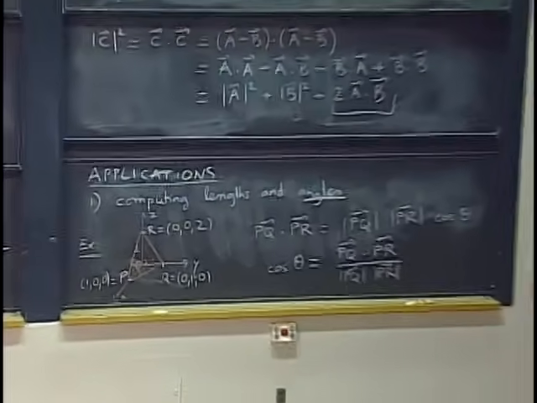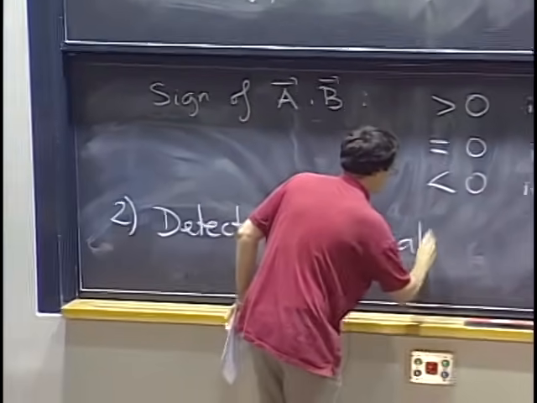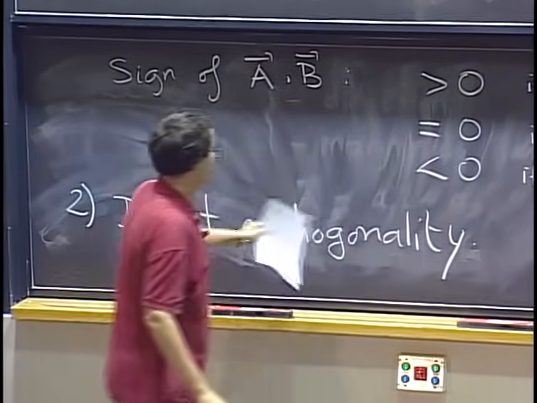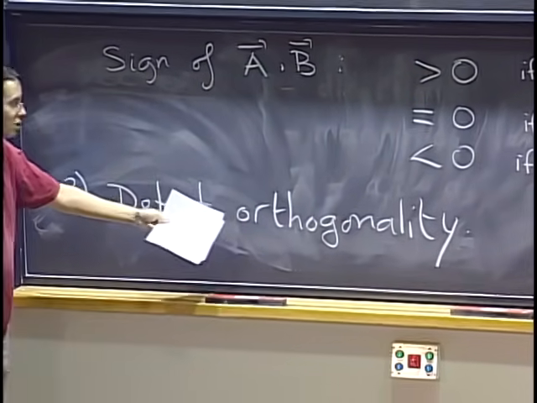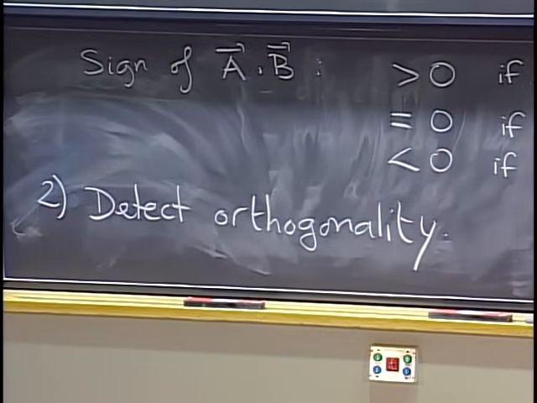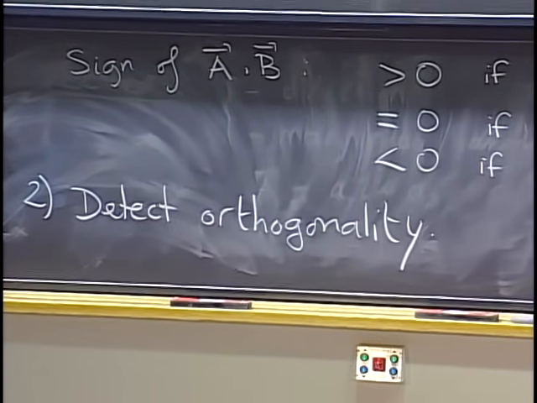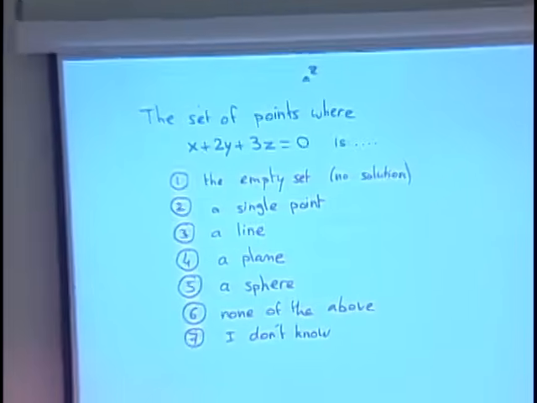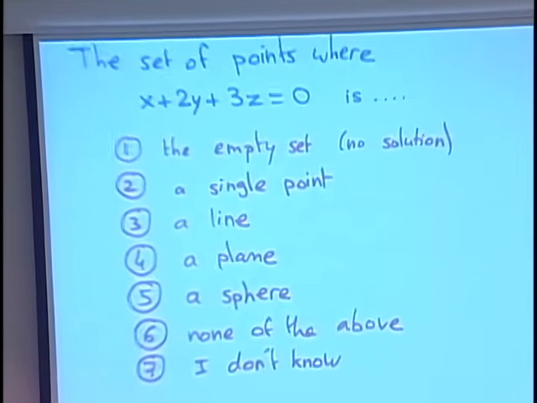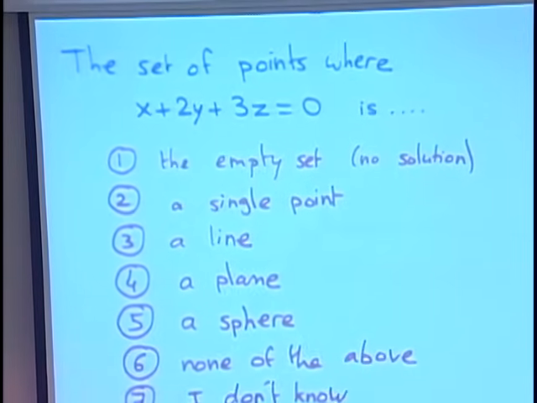The second application is to detect orthogonality. It's to figure out when two things are perpendicular. Orthogonality is just a complicated word from Greek to say things are perpendicular. So let's just take an example. Let's say I give you the equation x plus 2y plus 3z equals 0. That defines a certain set of points in space.